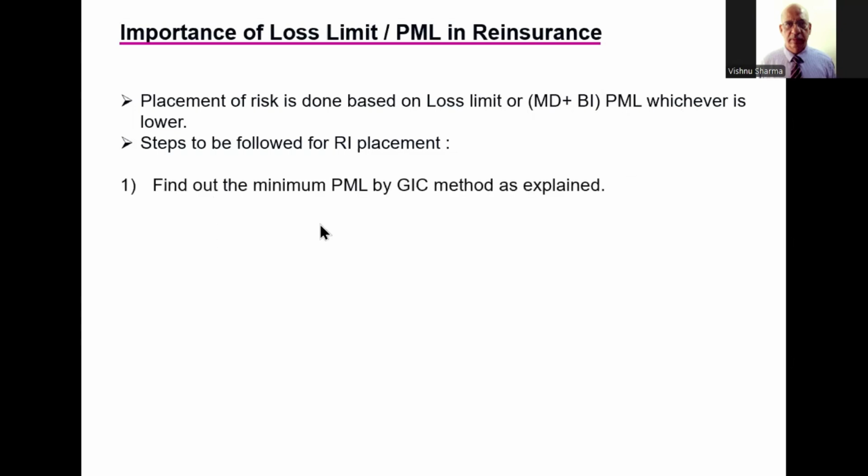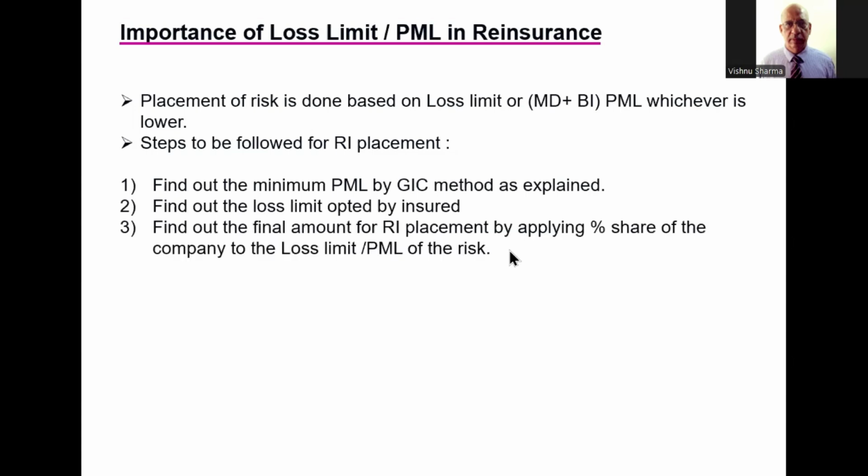So what are the steps? First of all, find out the PML as per GIC method, 30%, 40%, 50%, depending upon that. Find out the loss limit opted by the insured. Find out the final amount of RI placement by applying the percentage share accepted by the insured. Now, if he has accepted 100%, then your liability will be to place either your loss limit or the GIC PML, whatever it is. If it is 60%, then you multiply and reduce your responsibility. The company has taken 60% share, then the liability would be reduced to that extent for placement of risk.